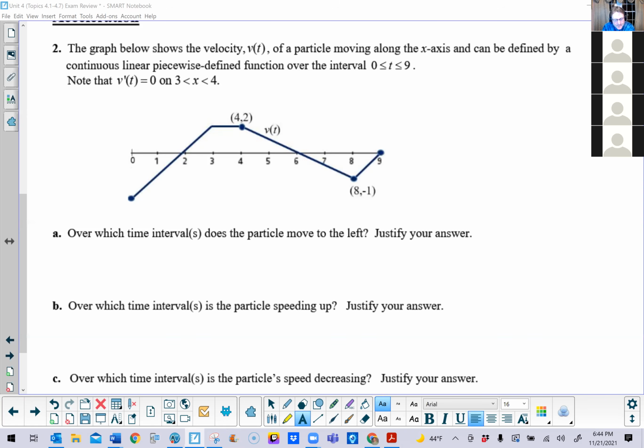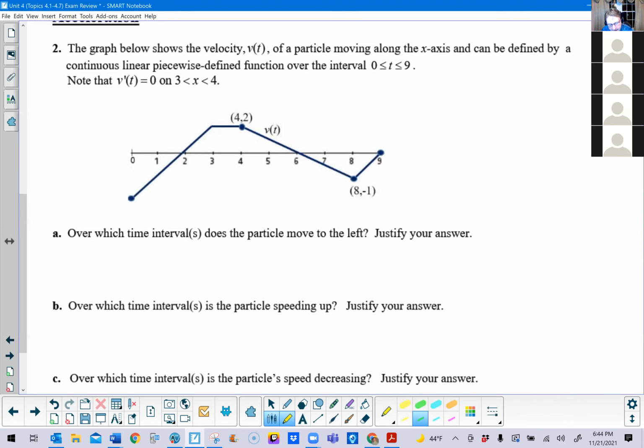All right, let's take a look at 2. Graph below shows the velocity of a particle moving along the x-axis and can be defined by a continuous linear piecewise defined function. So the thing that I want to make sure that you guys do here is highlight, emphasize, say to yourself out loud, this is a graph of velocity. This is a graph of velocity. Okay, so that's going to be really, really super, super important.